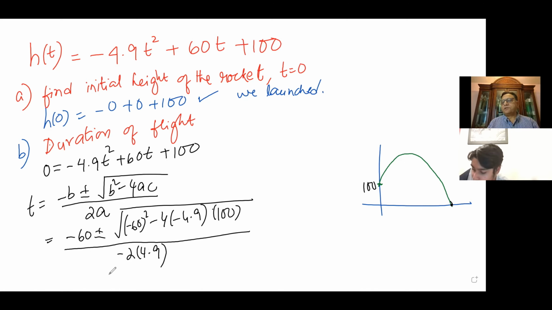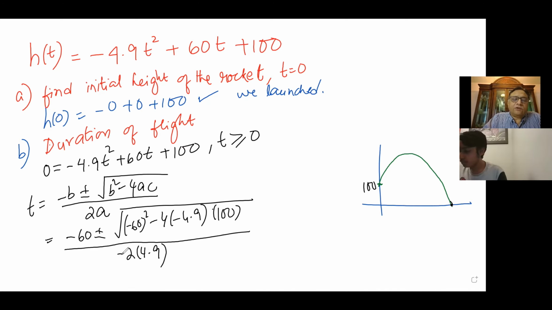Now we have to take the positive value because time t, we know, is greater than or equal to 0, since it was launched. Can you calculate this value? Start from the bracket inside. Calculate 60 squared. I got 3,600. Minus 4 times minus 4.9 times 100, so add them. And then you square root it, and then you take away 60, and then you divide by 9.8.